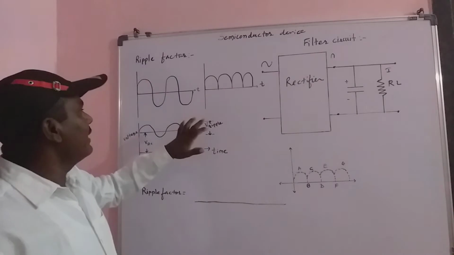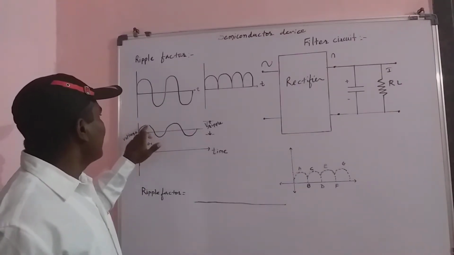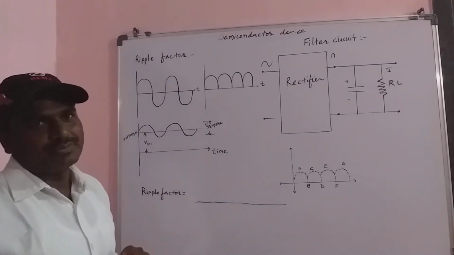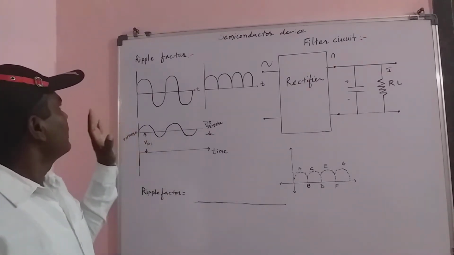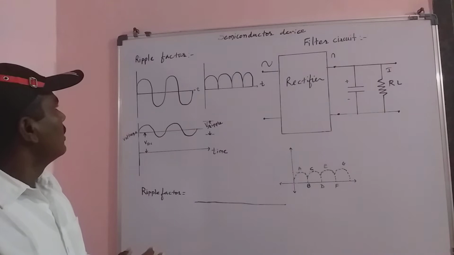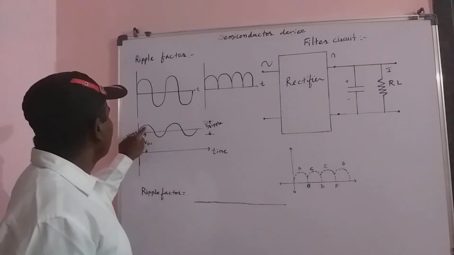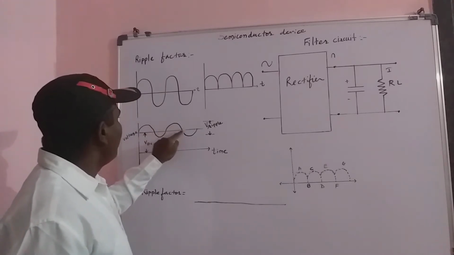This ripple is undesirable and responsible for fluctuations.